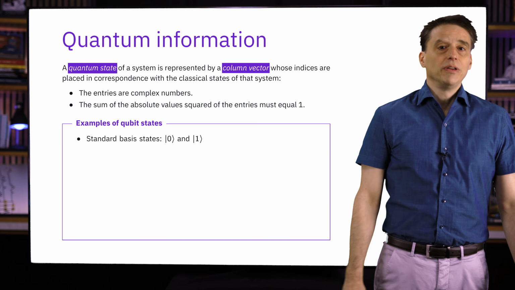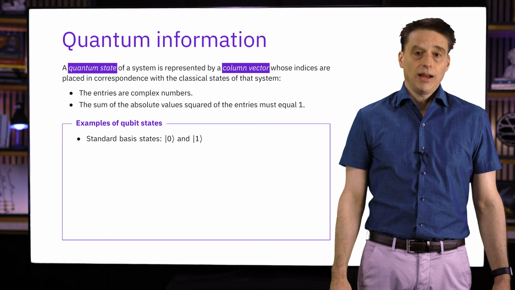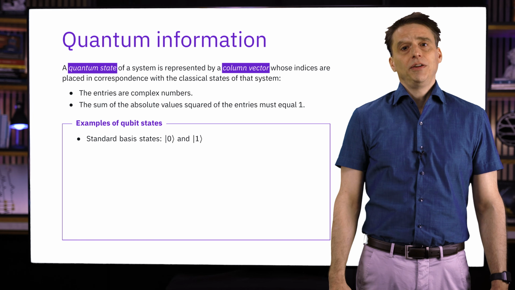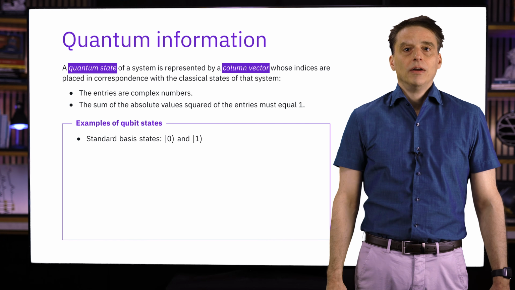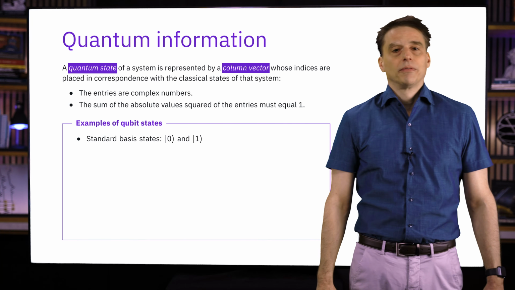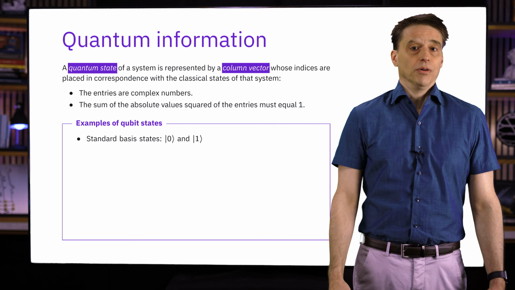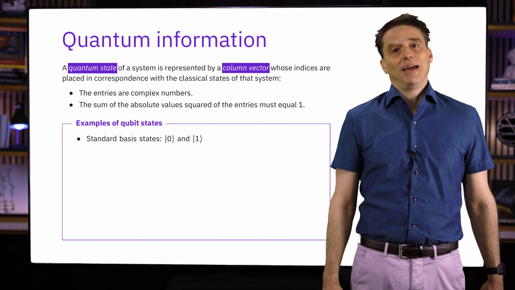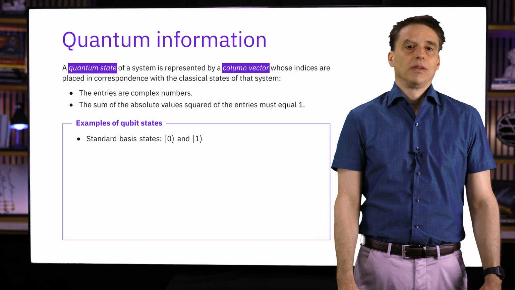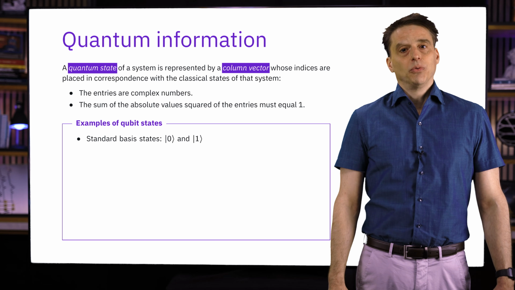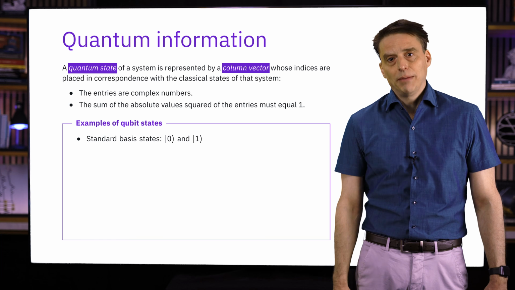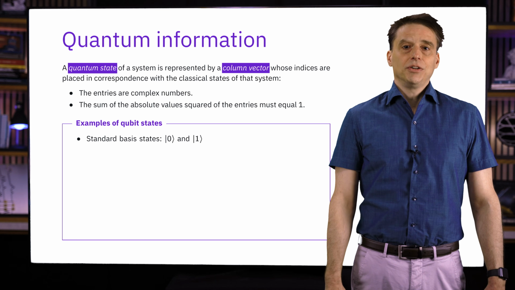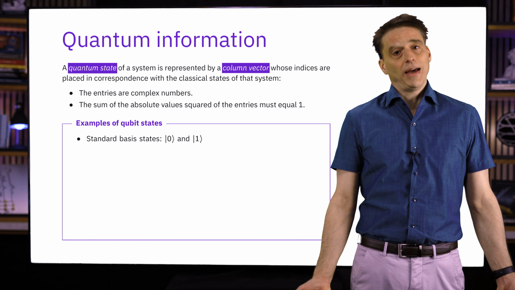The first two examples are really simple. The standard basis vectors ket 0 and ket 1 are quantum state vectors. They're both column vectors, and the indices correspond to the classical states 0 and 1, and the entries of these vectors are complex numbers. For these particular vectors, the entries are 0 and 1, which are real numbers, and in fact they're integers, but they're also complex numbers that happen to have imaginary part equal to 0. Each vector has one entry equal to 1 and one entry equal to 0, so when we sum the absolute values of the entries, we get 1 in both cases. So the conditions required for these vectors to be quantum state vectors are satisfied.